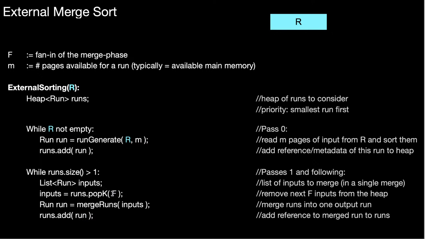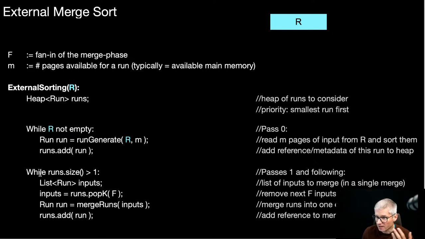So that's basically the idea here in this loop. You remove F runs from the heap shown here. You merge those runs with the merge operation, however that's implemented. That yields an output run. The metadata for that run is added again to the heap. And then again, you enter the loop here. And as long as you have metadata for more than one run on that heap, you keep on merging, merging, merging. Eventually, you only have a single run on the heap, which means you performed the last merge. You now have a single sorted sequence of your entries on disk, and then you're done. That's the idea of external merge sort.